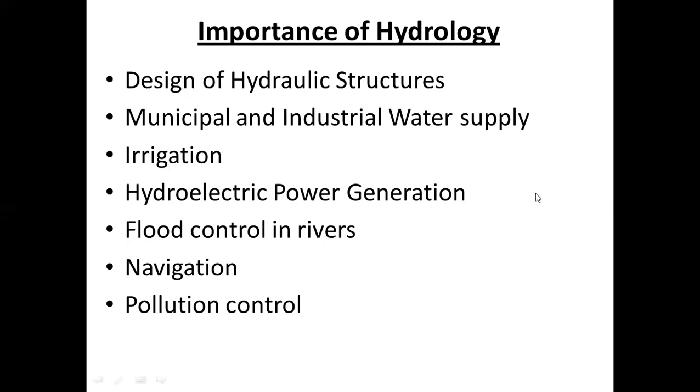Okay. The next one is flood control in rivers. Controlling flood in the rivers is a complicated task. The flow occurring due to a storm can be predicted if the catchment characteristics are properly known.